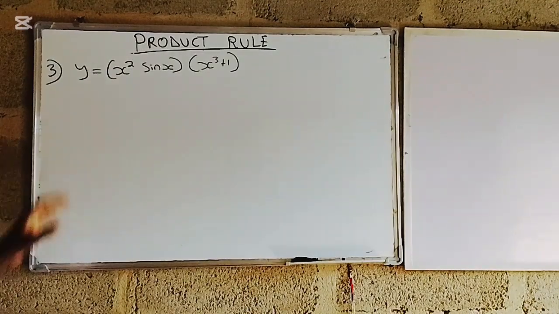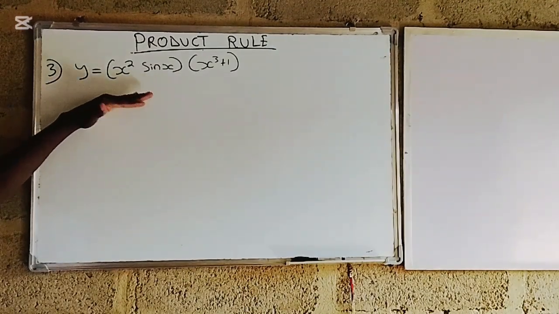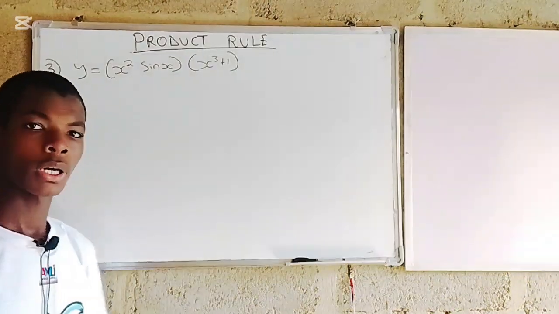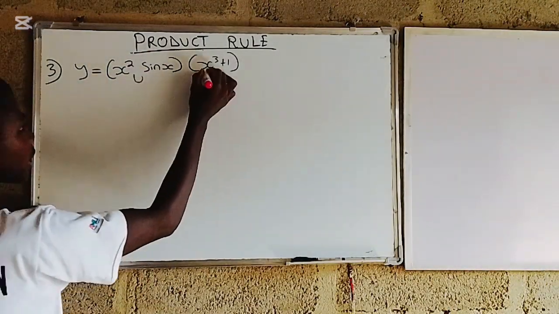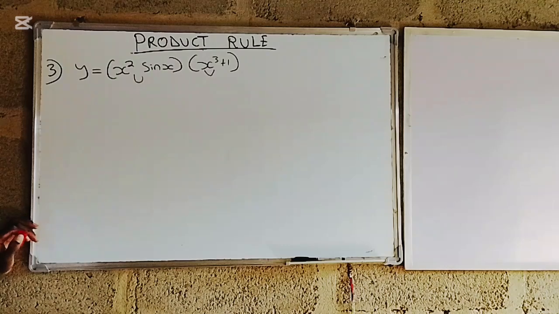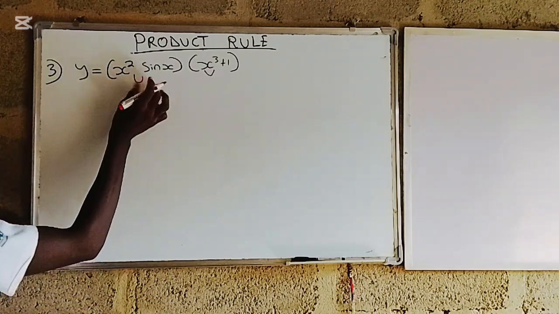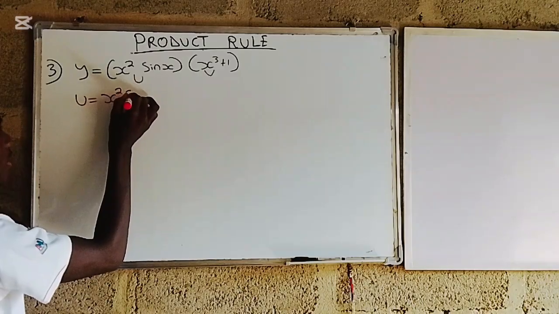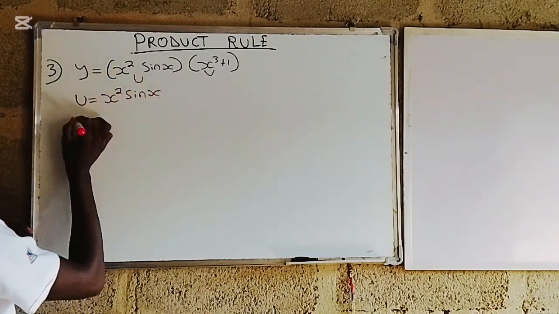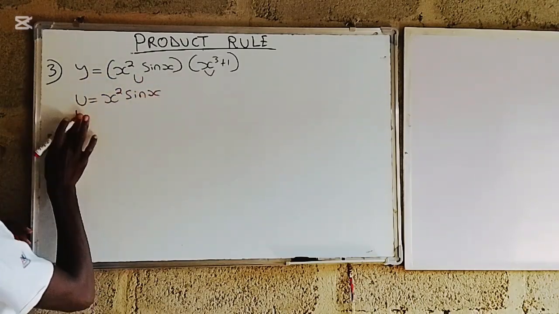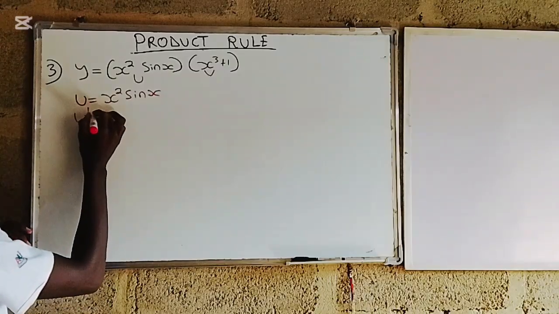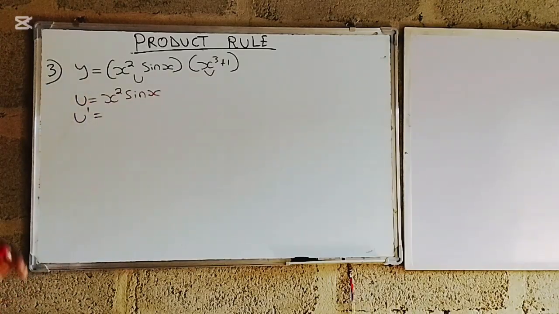So the third question says y is equal to x squared sine x multiplied by x cubed plus 1. This should now be u and this should now be v. So using the product rule, let me just fix the u, which is x squared sine x. What will be the value of v? Value of u prime. So I have to differentiate u.